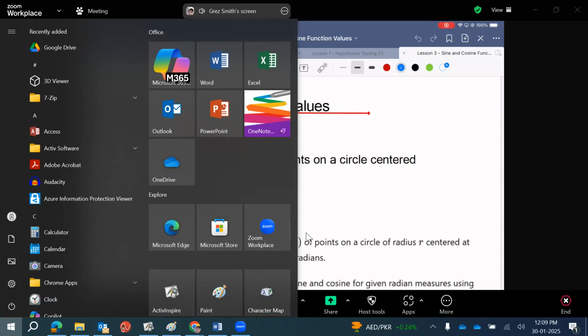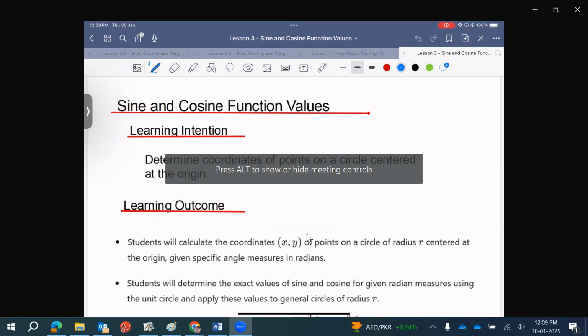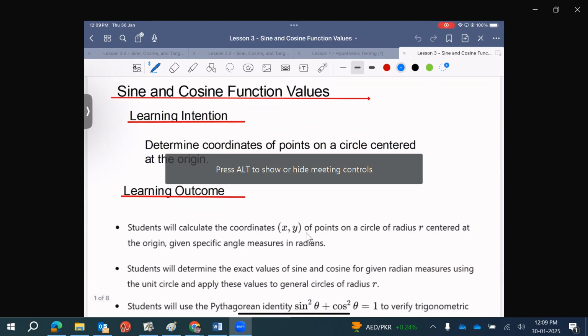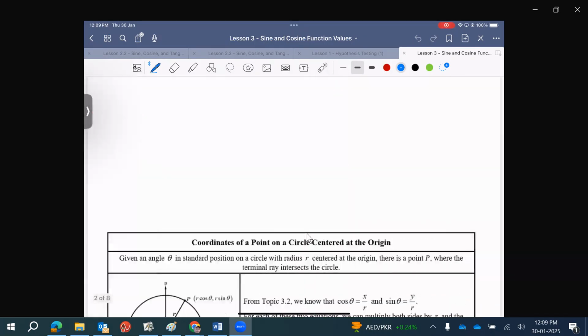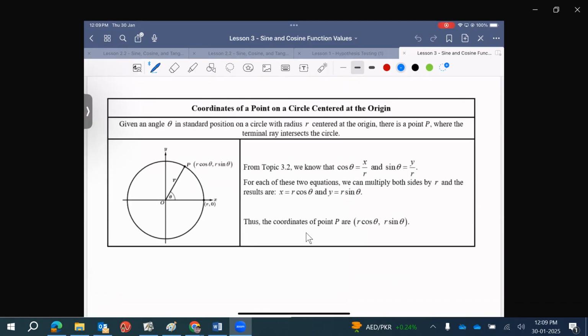All right then, everybody. Let's have a look today. Today we're going to be looking at the sine and cosine function. It's important for us to be able to determine the coordinates of the points on a circle centered around the origin. Right, here we've got the unit circle. Coordinates of a point on a circle centered around the origin.